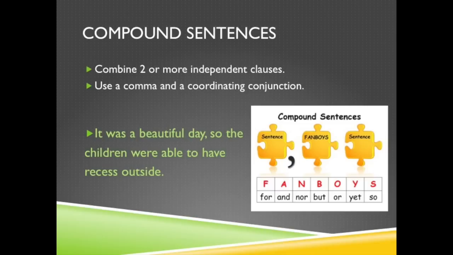An example of a compound sentence is, "It was a beautiful day, so the children were able to have recess outside." We can tell that this is a compound sentence because on either side of the comma, the sentence could stand on its own. "It was a beautiful day" is an independent clause. "The children were able to have recess outside" is also an independent clause. We combined them with a comma and the coordinating conjunction so.